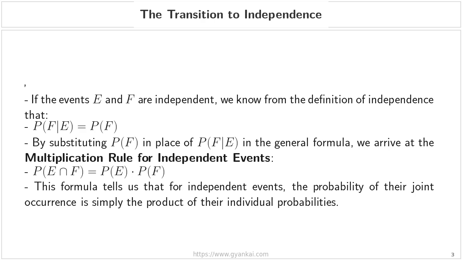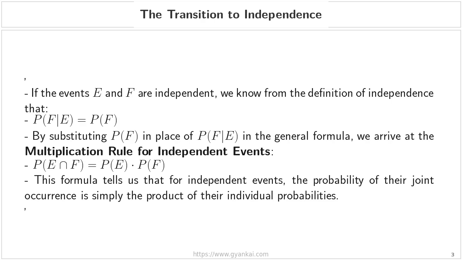Essentially, this formula provides us with a much simpler way to work. It tells us that when events are independent, calculating the probability of both happening together is as straightforward as finding the product of their individual probabilities. In the next slide, I will show you how we can actually use this exact equality as a mathematical test to prove whether two events are independent or not.